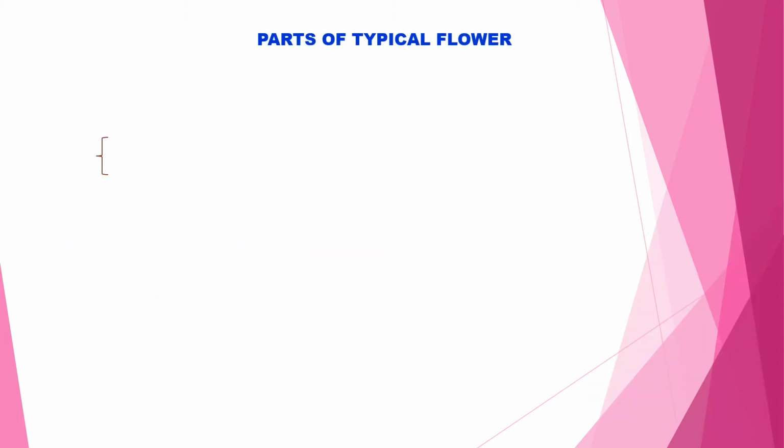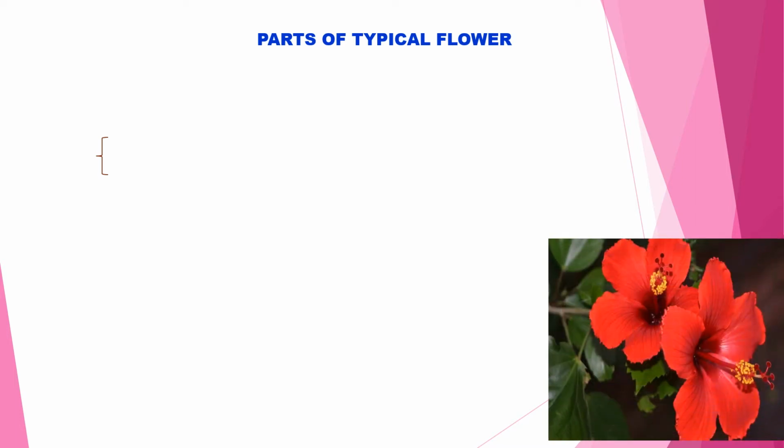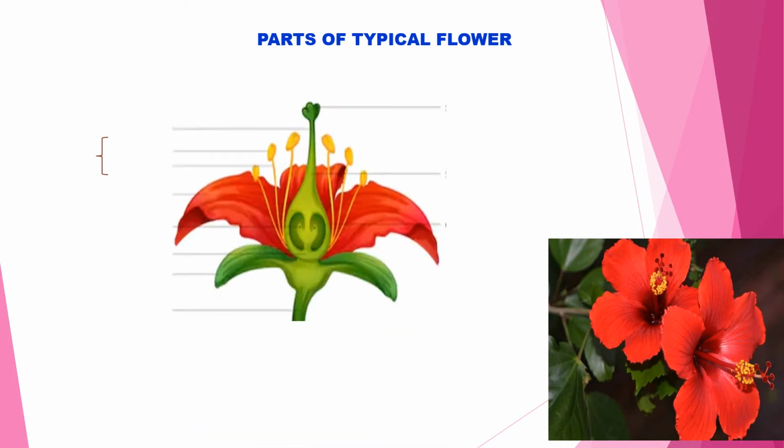Parts of a typical flower. A flower is a modified shoot with limited growth to carry out sexual reproduction. A flower consists of four floral parts, that is calyx, corolla, androecium and gynoecium.